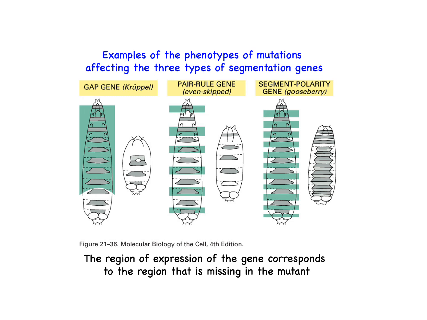Mutations in the segment polarity genes are a little more complicated. What you get is deletion of the anterior part of the segment and duplication of the posterior part, in the mirror image of the regular posterior part of the segment. So, a little more complicated. But basically you can see that if you don't express these genes in the right place, those areas of the developing organism are not going to develop.